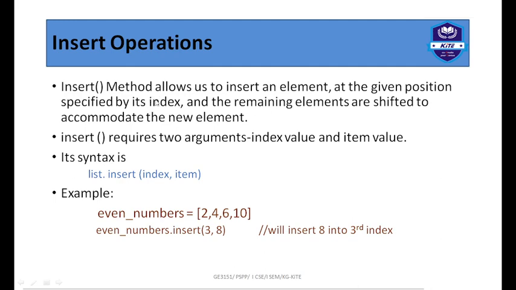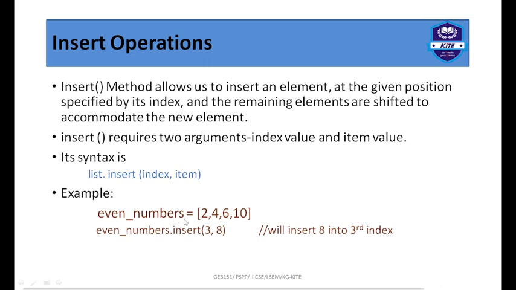The insert operation, as its name says, is used to insert an item into the list. The syntax of the insert method is name of the list dot insert, and this insert method takes two arguments. The first argument is the index at which the item is to be inserted, and the second argument is the actual item that is to be inserted in this particular list. Let's see an example.